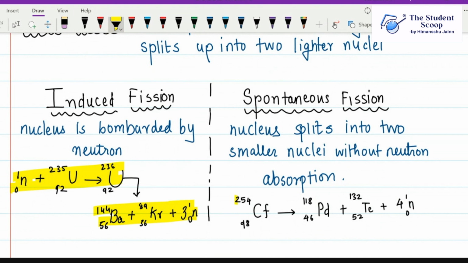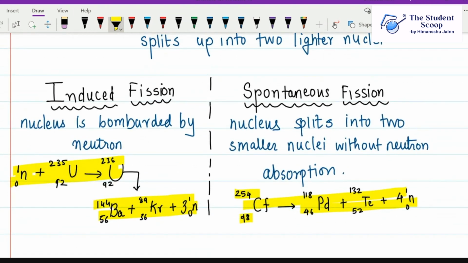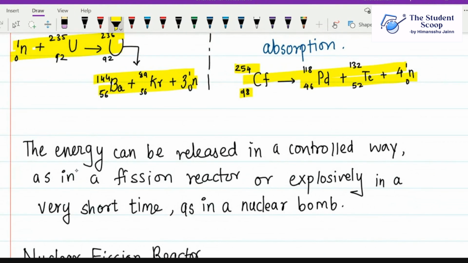And also in spontaneous fission, you can see that a neutron is ejected. So ejection of a neutron is a very characteristic, key feature of nuclear fission, and we are going to see how we can extract energy from those ejected neutrons. If we control the energy released in this reaction, we make a fission reactor. And if we don't allow that energy to be released in a controlled way, in a very short time, it will act like a nuclear bomb.